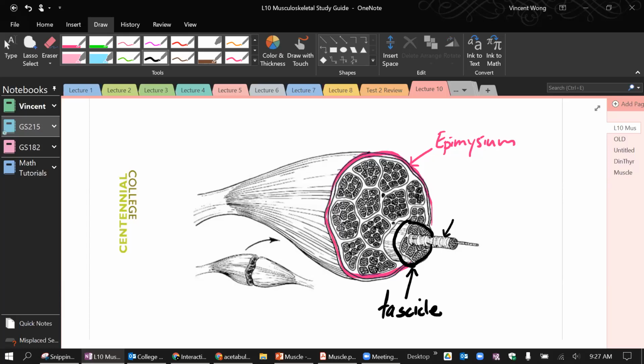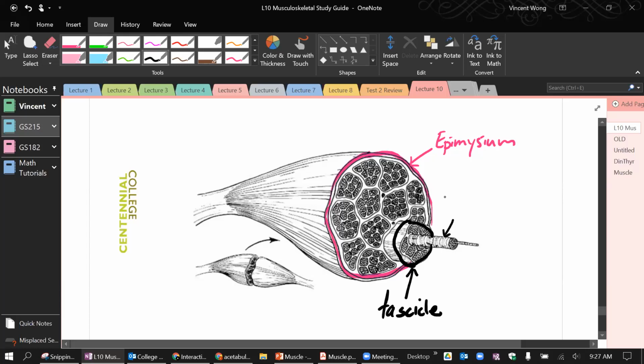Is that muscle fiber? Yes, that is the muscle fiber. Thank you.